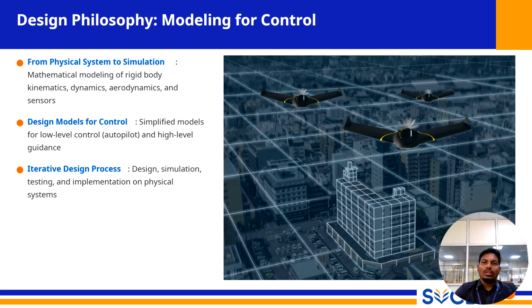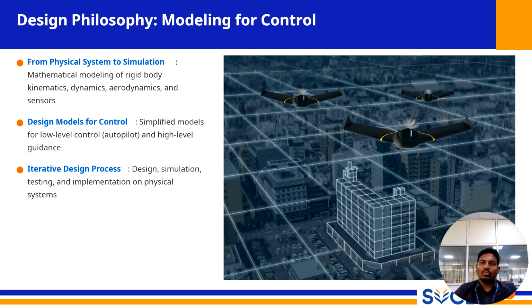Having laid out the architecture of the MAV, the next logical question is how we actually design the intelligent software that runs on it. The answer lies in our design philosophy, which is centered on the principle of modeling for control. We cannot control what we cannot describe. Therefore, our first step is always to create a mathematical representation of the drone and its environment.